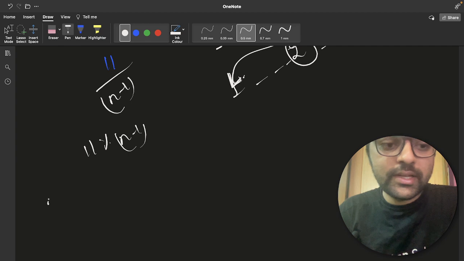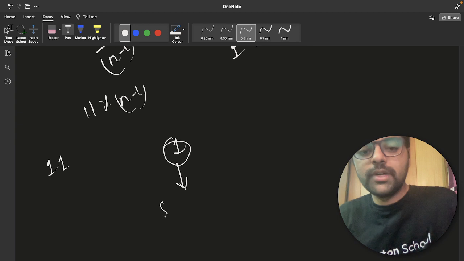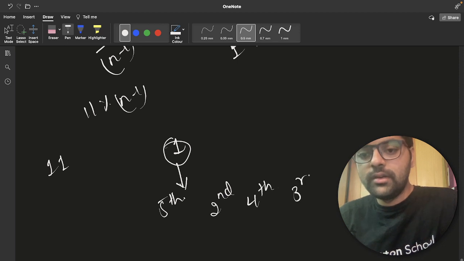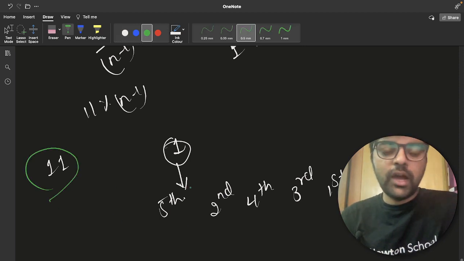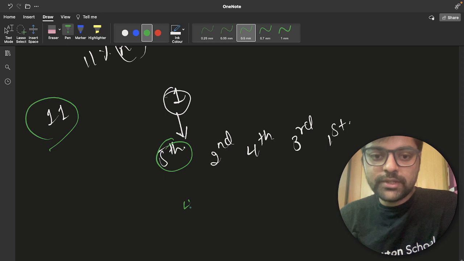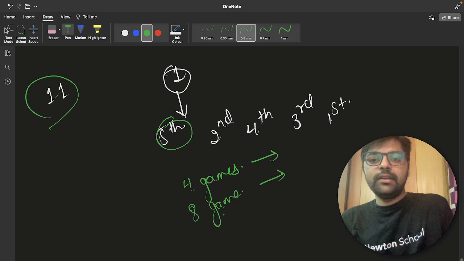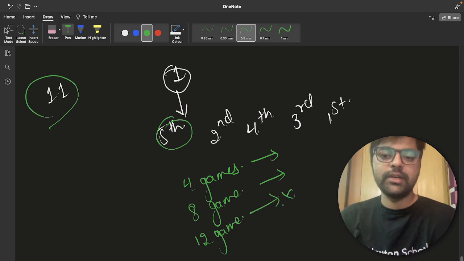So let's say with the example there are 11 games, and our final array is this, the position by strength. Let's say this is 5th number. I'm talking about index 5th, 2nd, 4th, 3rd, 1st, right? So in 11 games, how many times will the first person fight with the 5th person? In 4 games the first will get a match. Then in the 8th game, the first will get a match. Then the 11th game, right? In the 12th game it was the first person's turn, but he won't get the 12th game, right?